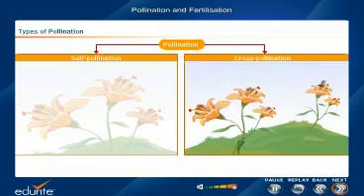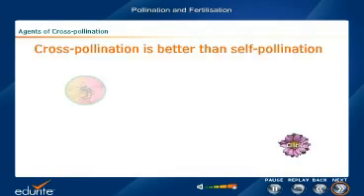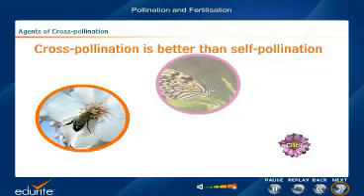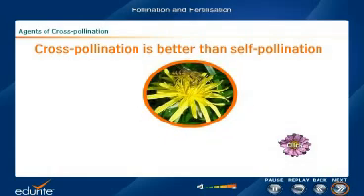Cross-pollination is the transfer of pollen from flowers of one plant to flowers of another plant of the same species. Cross-pollination is better than self-pollination. When flowers are cross-pollinated, their seeds germinate into strong, healthy plants. Seeds from self-pollinated flowers produce weaker, less healthy plants.